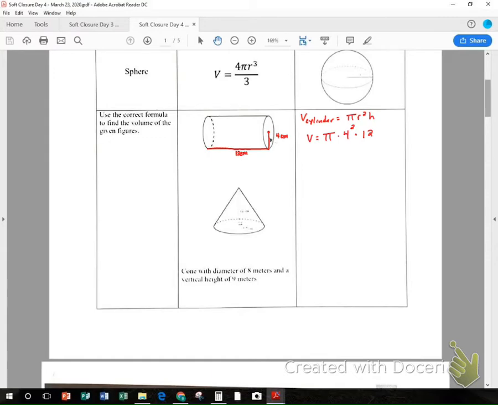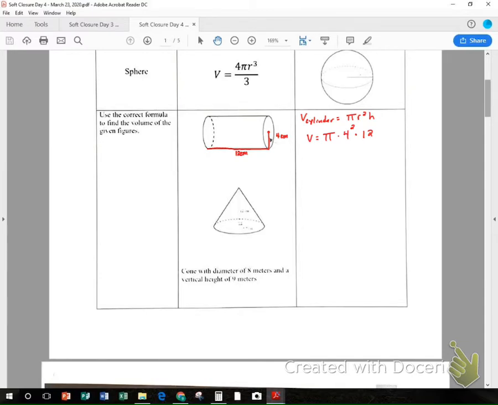Hey, if you want it to work, I think we need to use the Baby Yoda calculator that Barrick drew for us. Okay, try that again. Pi times 4 squared times 12. Boom.